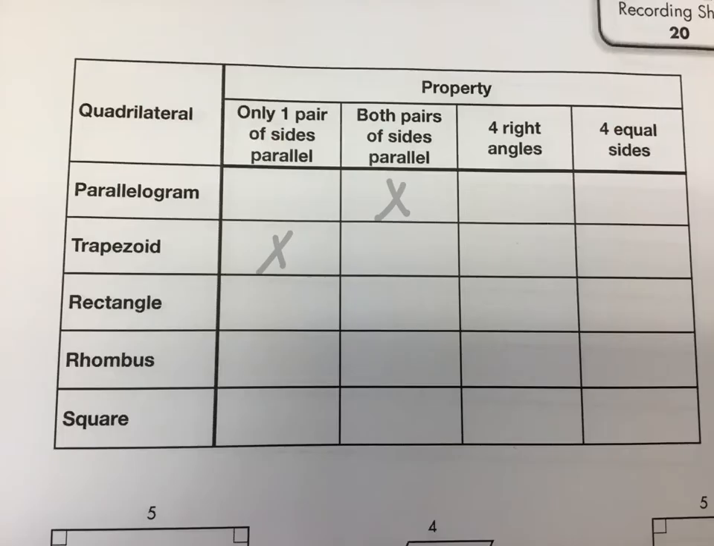Alright, so checking our sheet here, we're on our rectangle. Our rectangle has more than one pair of sides that are parallel, so we're going to mark both pairs of sides are parallel. And a rectangle has to have 4 right angles, but it does not have to have 4 equal sides.